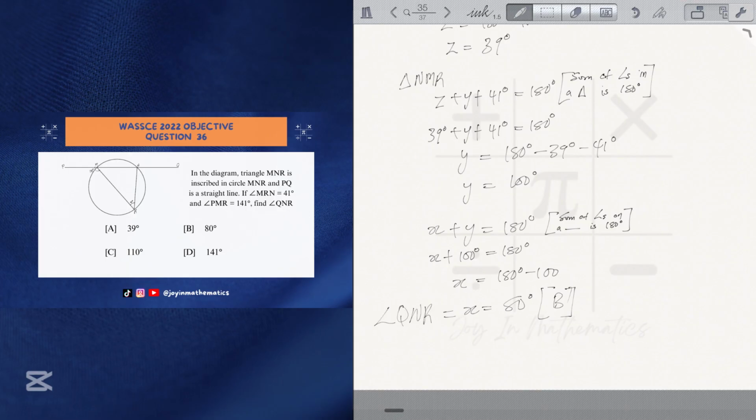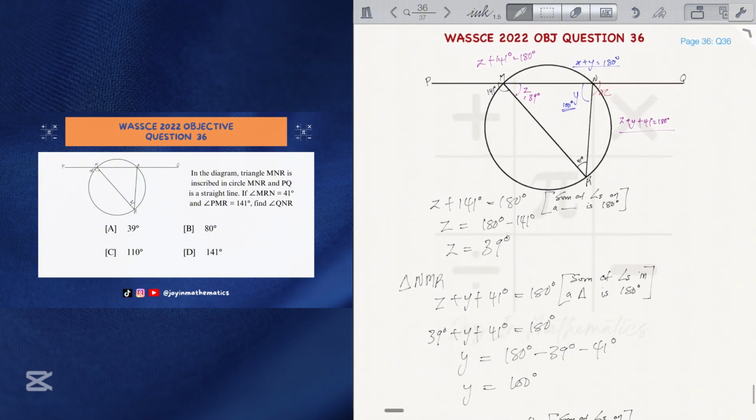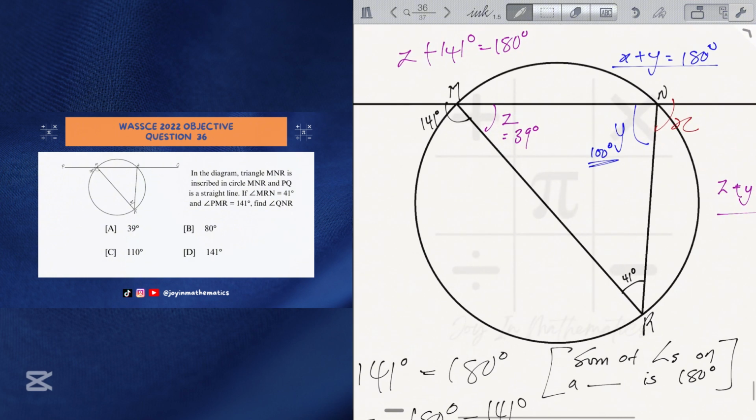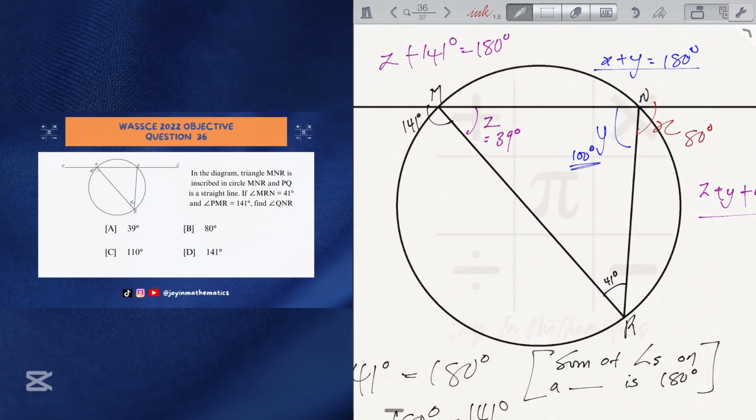So if you look closely at the diagram now, we moved from evaluating Z. Before then, x is equal to 80 degrees. Final answer: we move from evaluating Z to y to x, which is option B.